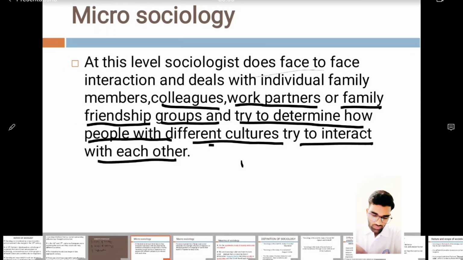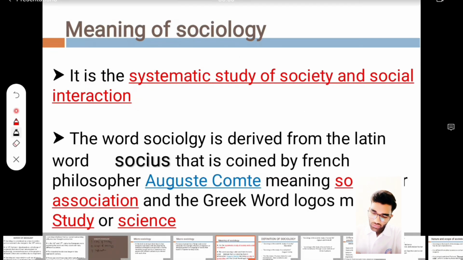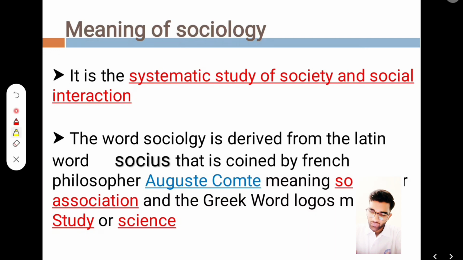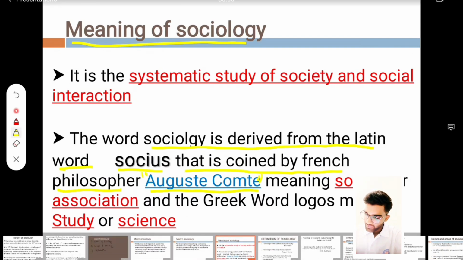Next, coming to the meaning of sociology. It is a systematic study of society and social interaction. The word sociology is derived from the Latin word socius, meaning society or association, and the Greek word logos, meaning study or science, and was coined by the French philosopher Auguste Comte.